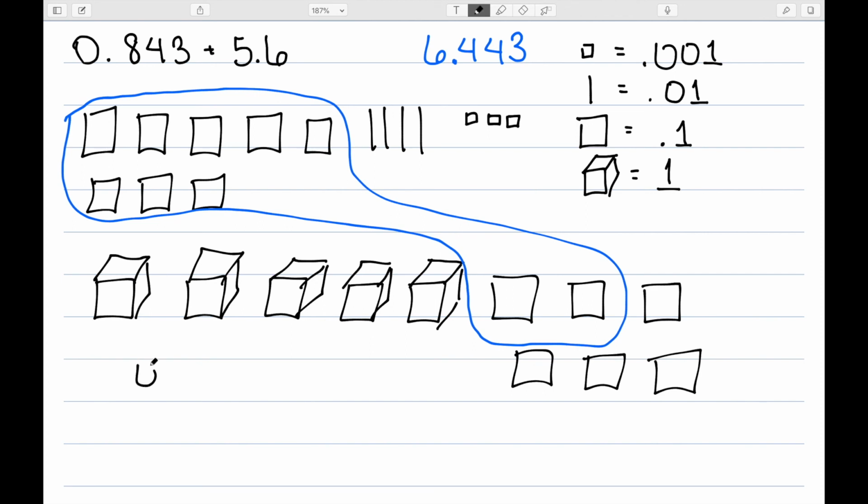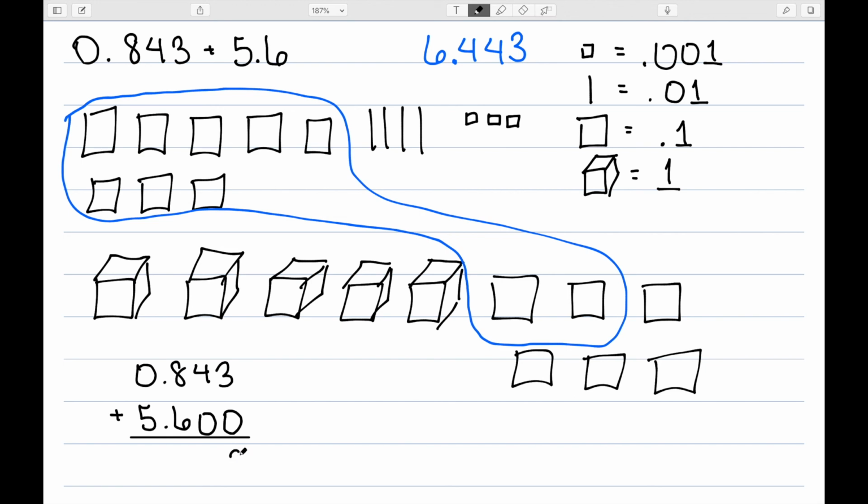Let's try to do this with the standard algorithm. So we have 0.843 plus 5.6. And when we do this, we line up the decimals. And lining up the decimals is ensuring that we're using the same scale in our blocks. So this is the purpose of lining up the decimals. Students often like to place zeros in these blank spots so that everything lines up, and that's perfectly fine. It's not required, but it doesn't hurt anything.